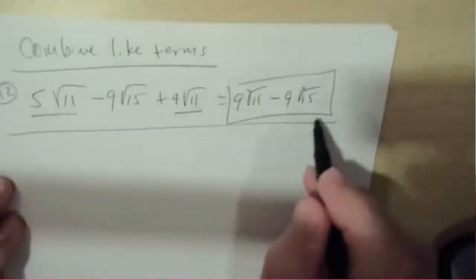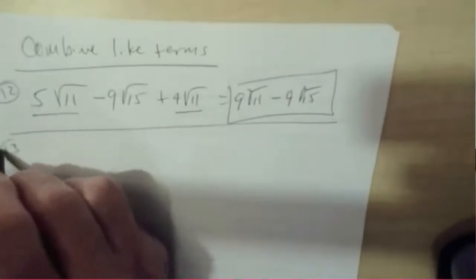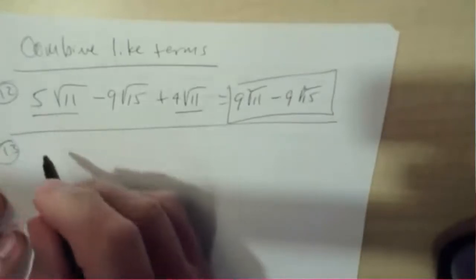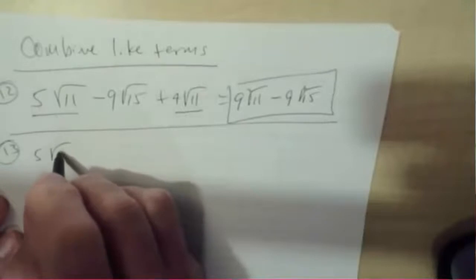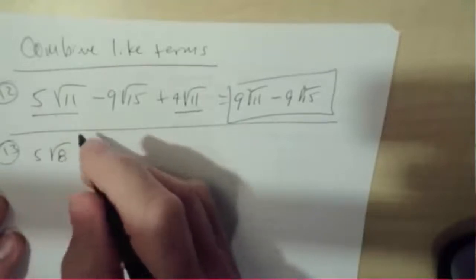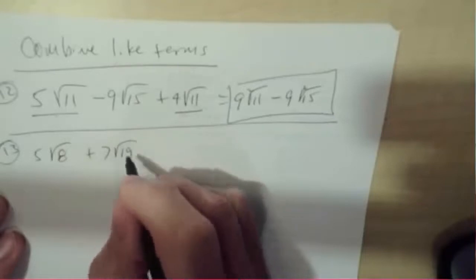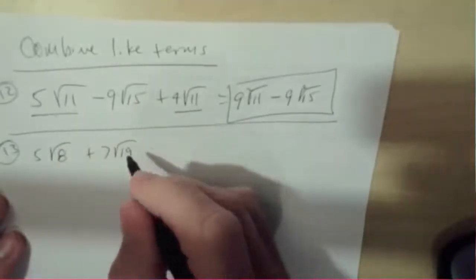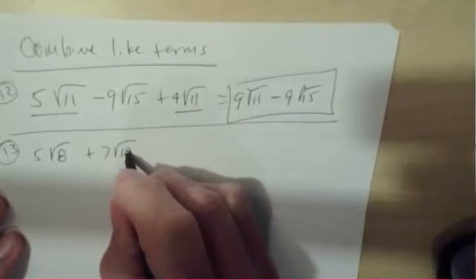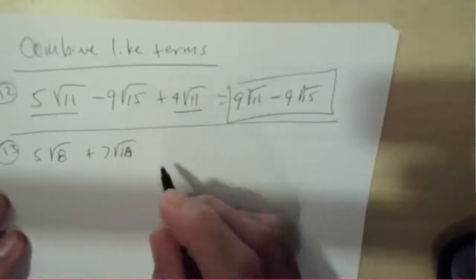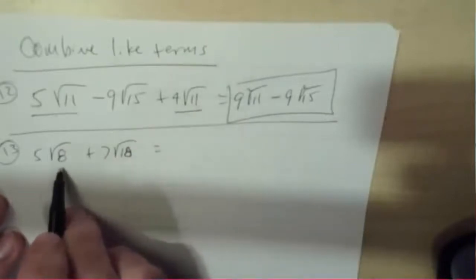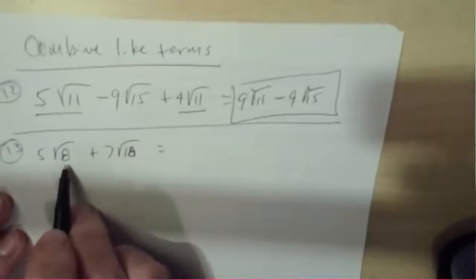Number 13, 5 times the square root of 8 plus 7 times the square root of 18, I'm sorry. Can we factor the 8 into something that's a perfect square? Yes.